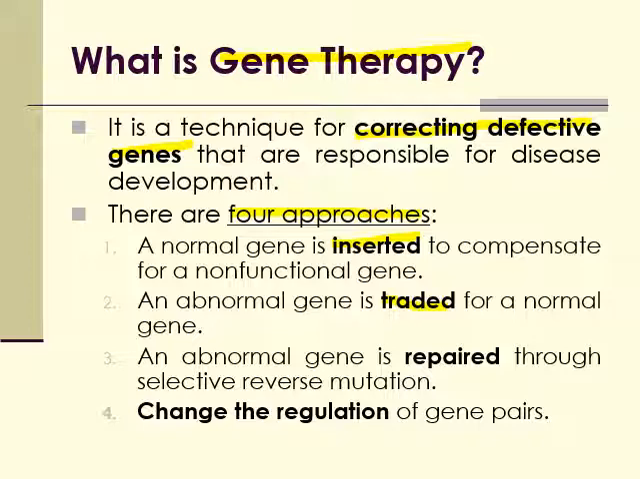An abnormal gene is repaired through selective reverse mutation, which would cause a return to normal function, and then change the regulation of the gene pairs. So it controls the expression of genes, similar to epistasis, when one gene affects the expression of another gene.